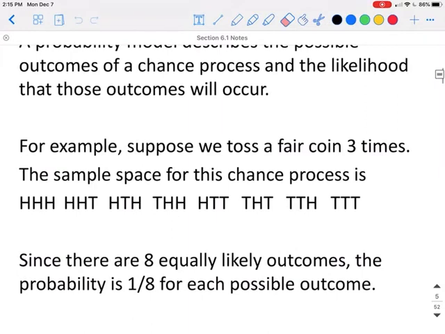For example, suppose that we're going to toss a fair coin 3 times. The following sample space is all the possible ways you could toss a coin 3 times. We could get all 3 heads, we could get 2 heads and a tail, a heads, a tail, a heads, and so on and so forth. But there are 8 different possibilities, and all of those 8 possibilities are equally likely outcomes. So the probability of each one of those is 1 out of 8.